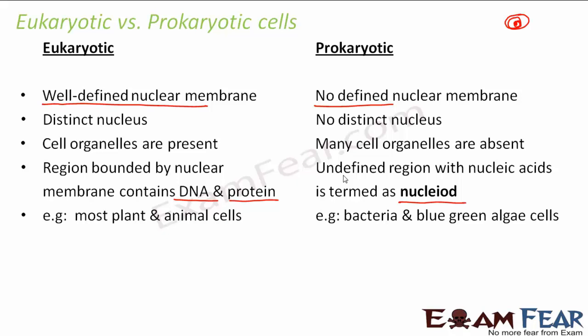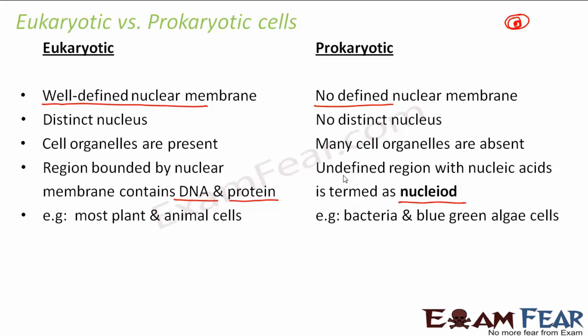Let us look at some of the examples. When I talk of eukaryotic cells, you can consider any example of any plant or animal cells. When I talk of prokaryotic cells, you can think of bacteria and blue-green algae cells.